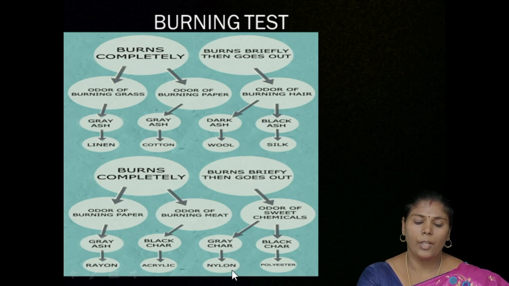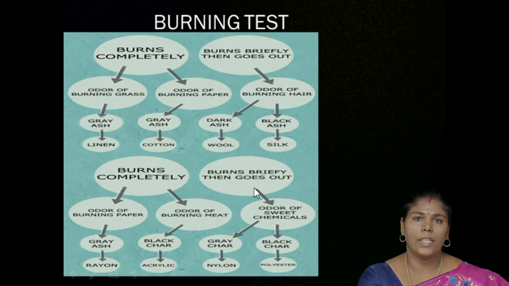The next man-made fibers are nylon and polyester. Polyester produces a black char when shown to the flame, and nylon produces a grey char when shown to the flame. Both produce an odor of sweet chemicals and burn off completely.